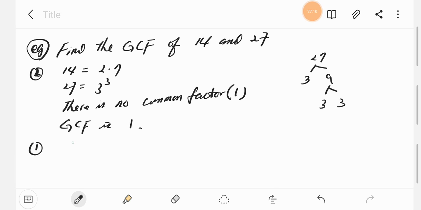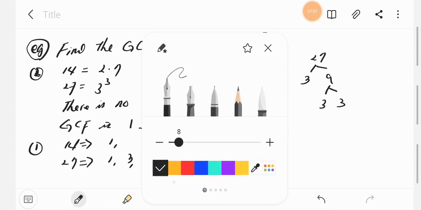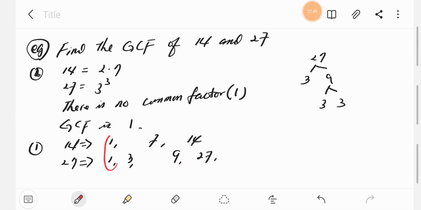How about using method 1? Okay, 14. What are the factors of 14? 1 and 7 and what? 14, right? How about 27? 27 is 1 times 27 and 3 times 9, right? What else? That's it, right? So in this case, there is only one common factor, which is 1. So that is the GCF.